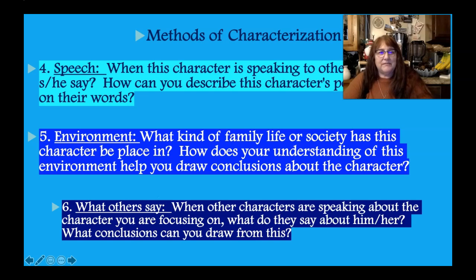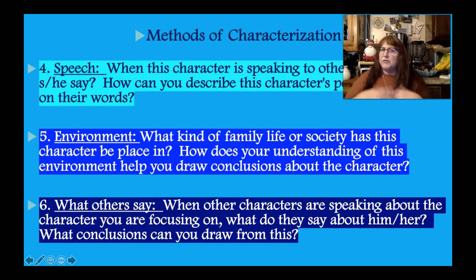And the last one, what others say. What do other people in the novel say about the character you're focusing on? So if I tell you to focus on Atticus, well, what do people say about Atticus? They say a lot of great things about Atticus. And then Bob Ewell says a lot of bad things about Atticus, right? When other characters are speaking about the character you're focusing on, what do they say about him or her? And what conclusions can you draw? Because the conclusions you draw show your understanding of the character, the plot, the literary conflicts, and the whole thing.